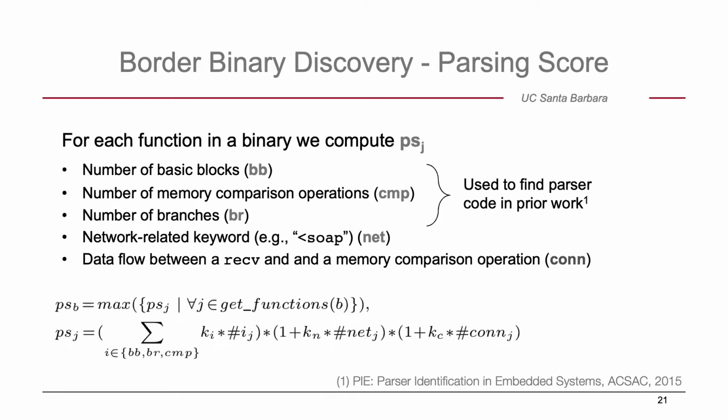We took some features from related work. We added our own features. We built a very simple linear classifier where we just have some weights. We add all this up, and then we basically get a score for each function in a binary, and then we take the maximum value for a binary as the value for that binary. And then we could say, well, let's compare to some threshold, and if it's bigger than 42, it's probably a border binary, right? That's somewhat less elegant.